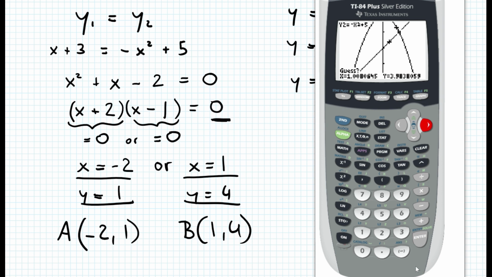So you go close to the point of intersection, press enter, and there's the other point of intersection, x equal to 1 and y is equal to 4, okay? And that's the point B where both intersect.